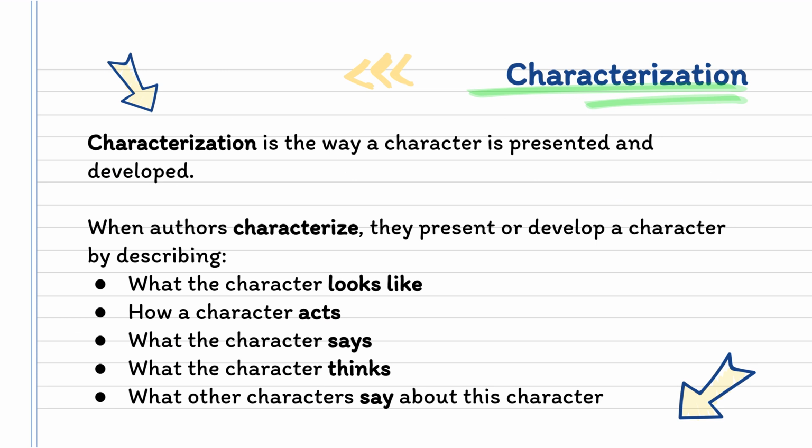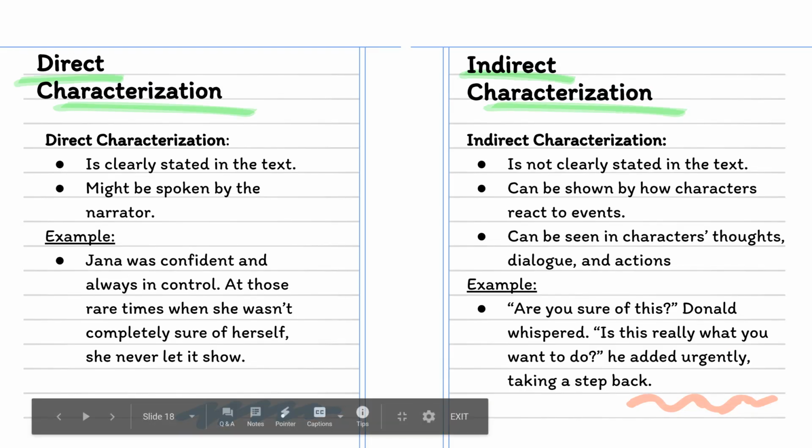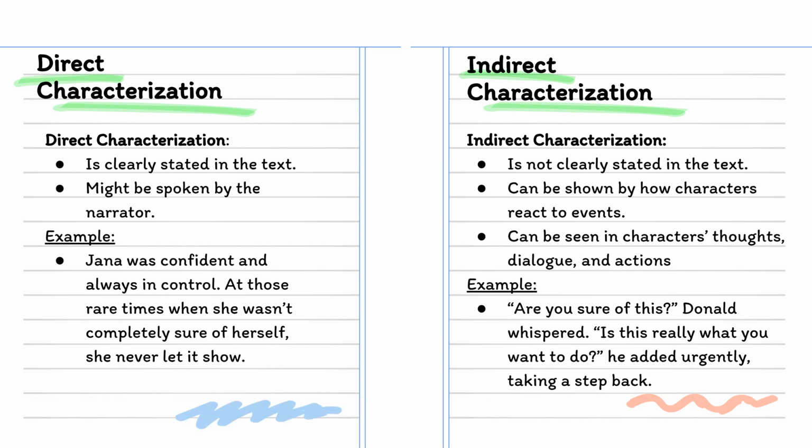Now, something that's really important for you to know is characterization. Characterization is the way a character is presented and developed. When authors characterize, they're presenting or developing a character by describing what the character looks like, how they act, what they say, what they think, and then how other characters treat them based off of what they say. Now, there's 2 types of characterization. There's direct and indirect. Direct characterization is very clearly stated, easy to see, might be spoken by the narrator. For example, Jaina was confident and in control, and those rare times that she wasn't completely sure of herself, she never let it show. So it's very directly stated that she's confident and in control.